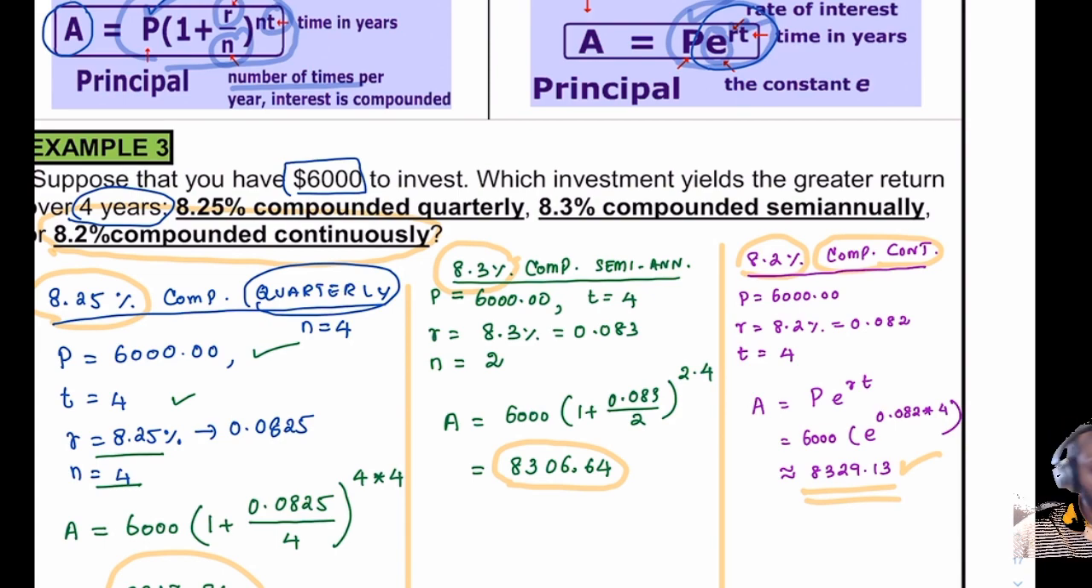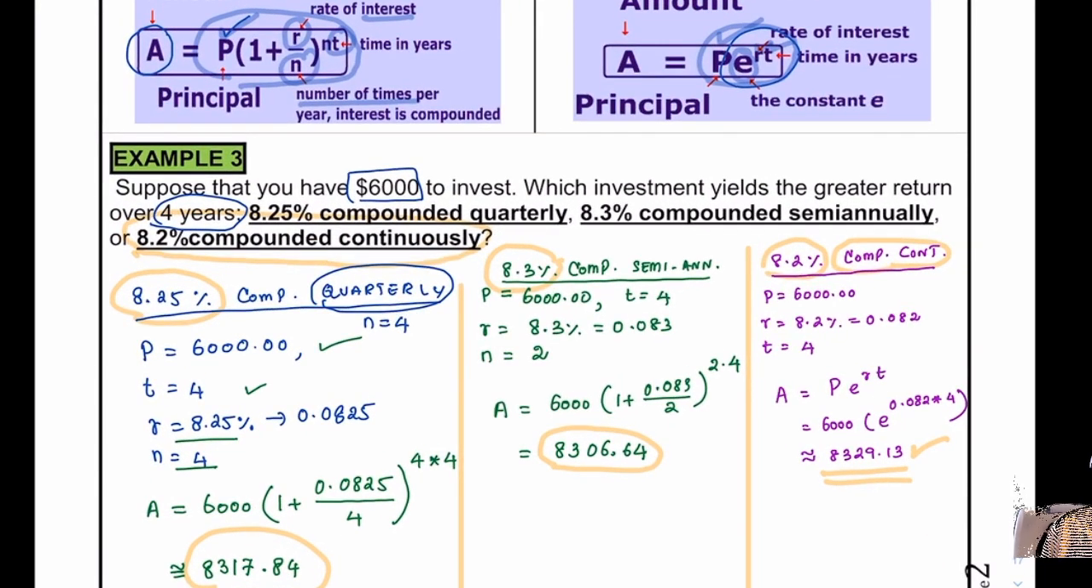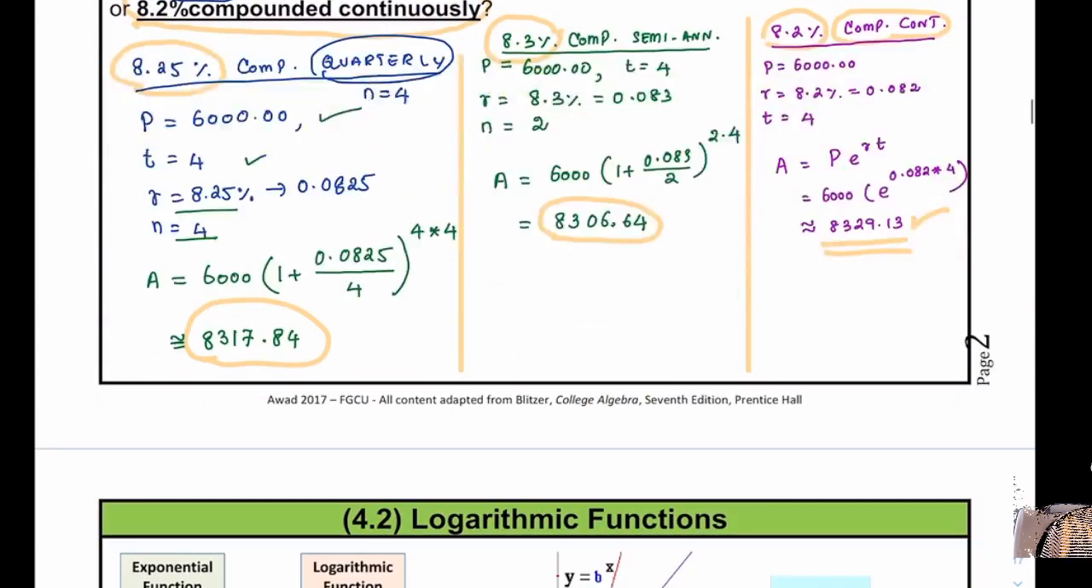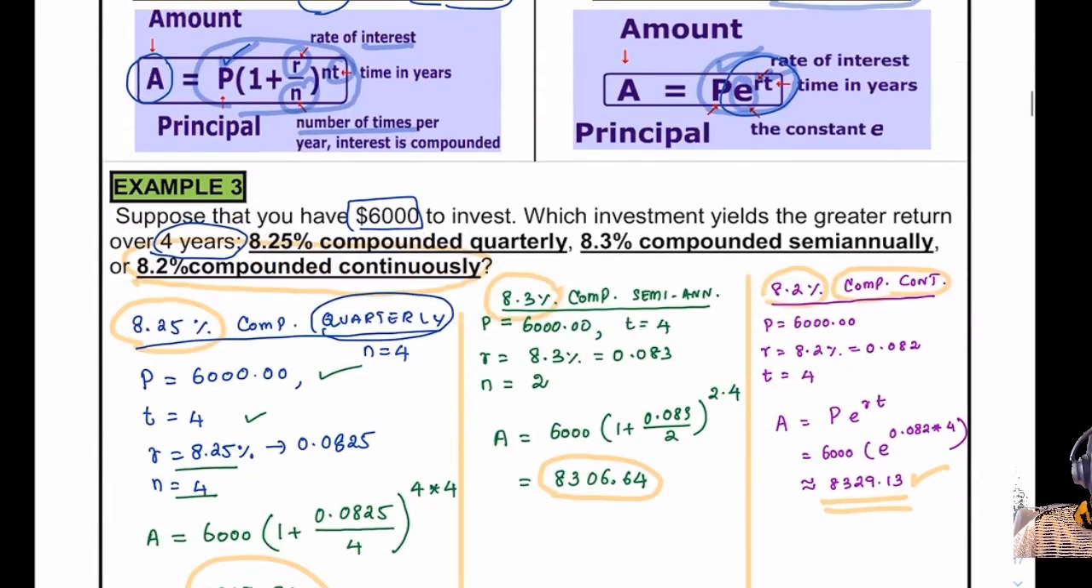And that's how we would make use of these particular functions, right? Exponential functions. And this is one of the applications. We'll talk about the logarithmic functions. These are basically inverses of exponential functions. So we'll talk about them in the next section. I'll stop it right here. Thank you very much.